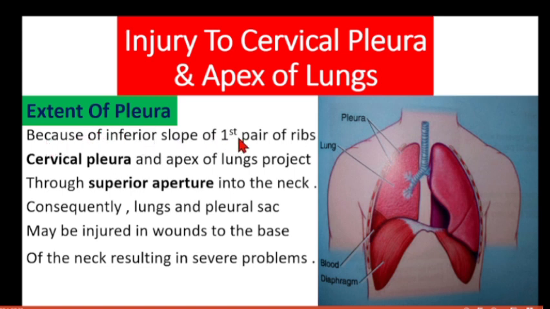Because of inferior slope of first pair of ribs, the cervical pleura and apex of lungs project through superior aperture into the neck. This is the superior aperture and this is the pleura of the lungs, and this is the apex, and pleura extend into the neck. Consequently, lungs and pleural sac may be injured in wounds to the base of the neck, resulting in severe problems.